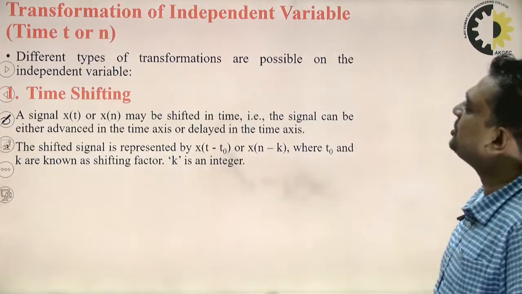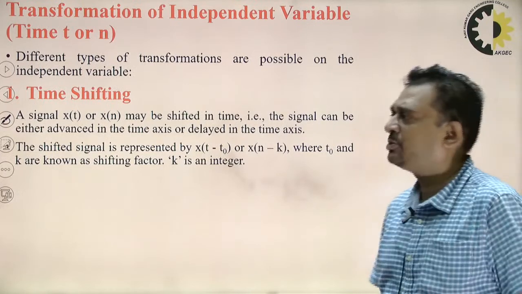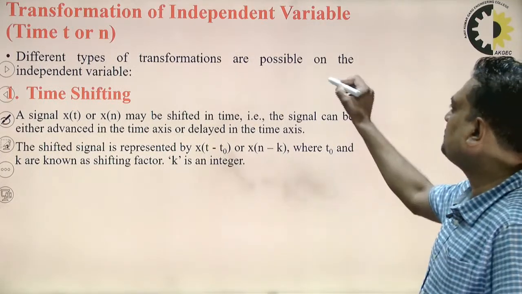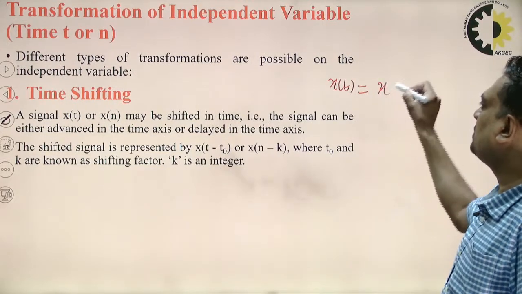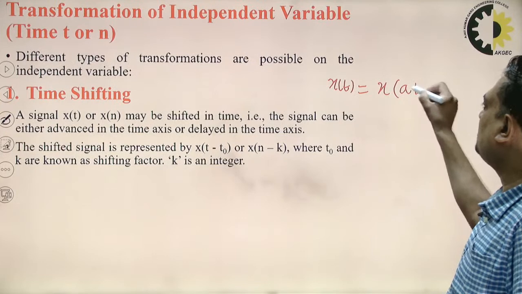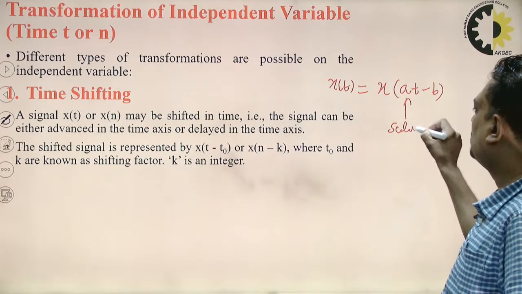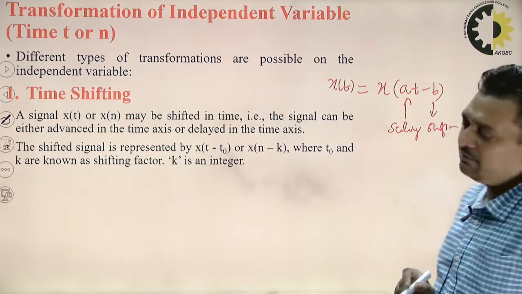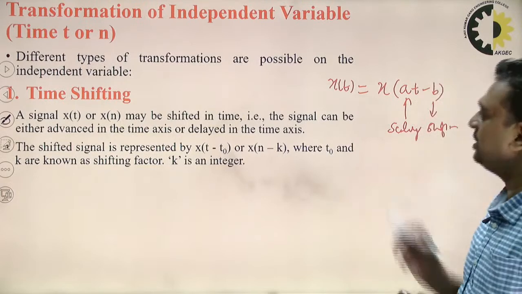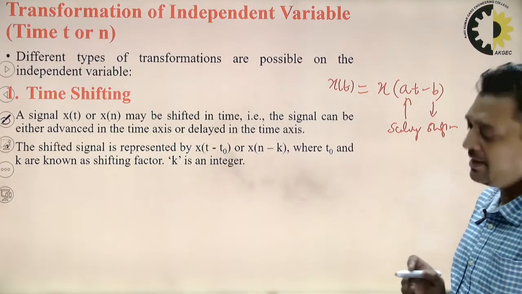Now come to the transformation of the independent variable. Transformation means, let's say we have a signal x(t) and we want to obtain another transformed signal, which can be represented as x(at - b), where a is the scaling factor and b is the shifting factor. If we want to transform the signal in this manner, we need to know some operations, like the time shifting operation.